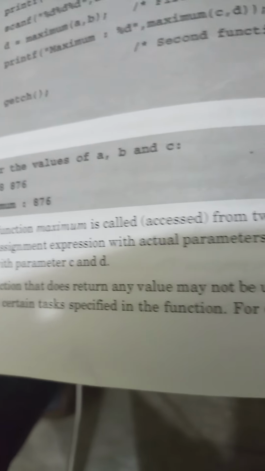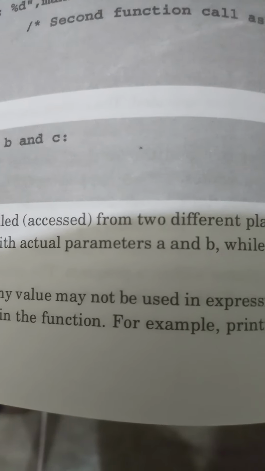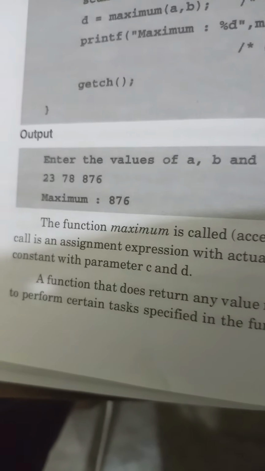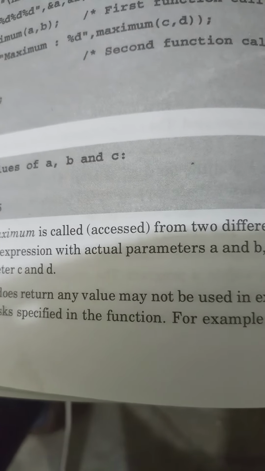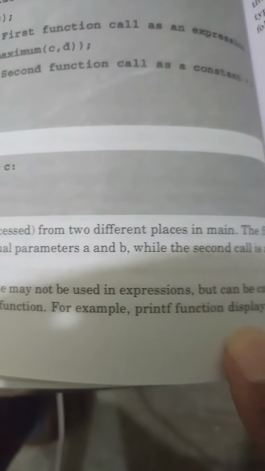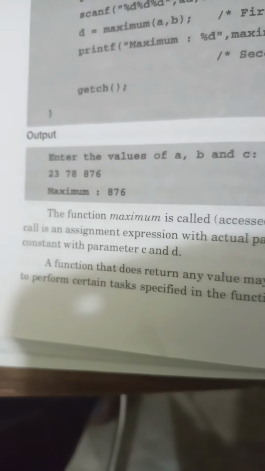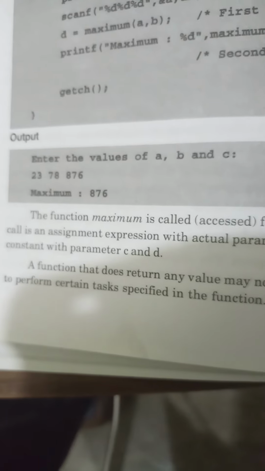The function maximum is called, accessed, from two different places in main. The first call is an assignment expression with actual parameters a and b, while the second call is as a constant with parameters c and d.